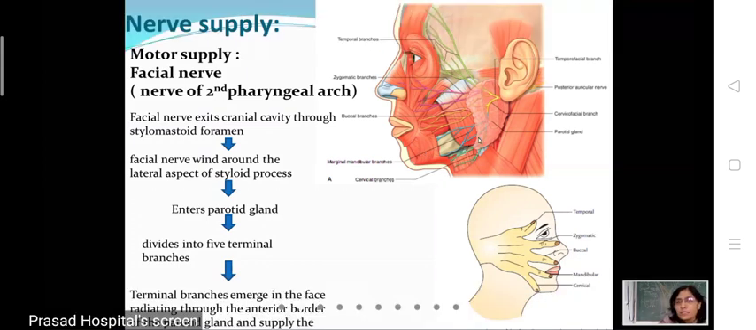The cervical branch of the facial nerve, as you have seen in the earlier lecture, crosses the mandible and supplies the platysma muscle, which is a subcutaneous muscle. And this is the method to memorize the 5 branches. They form the pes anserinus onto the face.